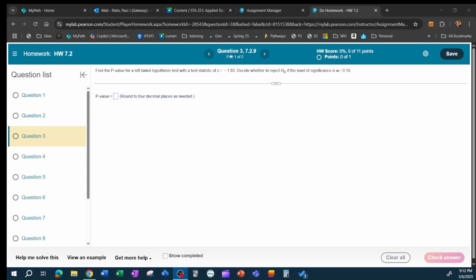This one says, this is number 3. Find the p-value for a left-tailed hypothesis test with a test statistic of z equal to minus 1.83. Decide whether to reject H0 if the level of significance alpha is 0.10. All right, so let's work on that. Remember what the p-value is, right? It's the area that comes from the region created by the test statistic, all right? So here's how you do this. Let's go to StatCrunch.